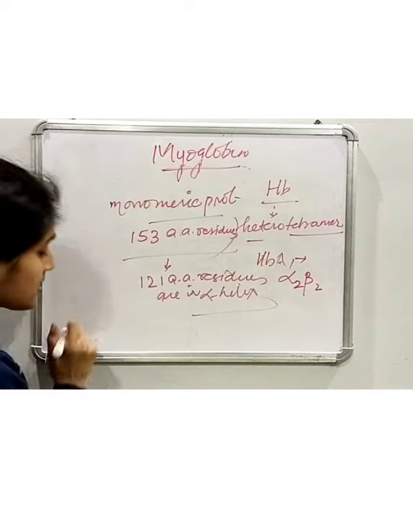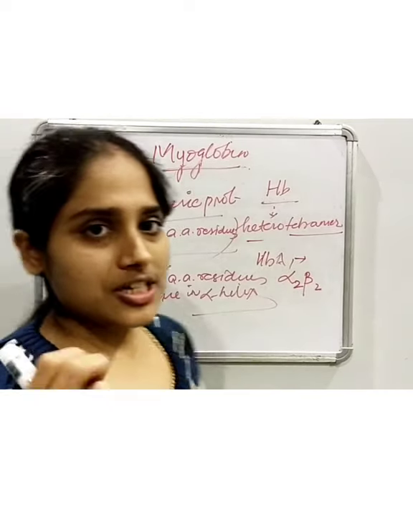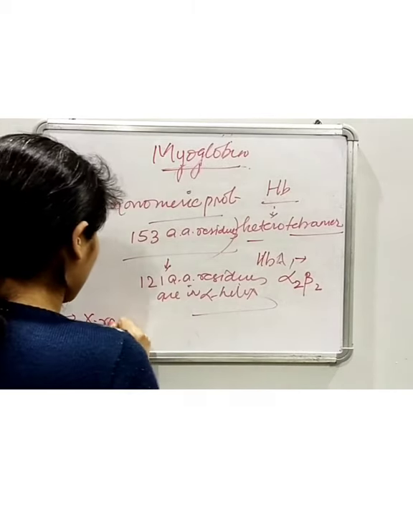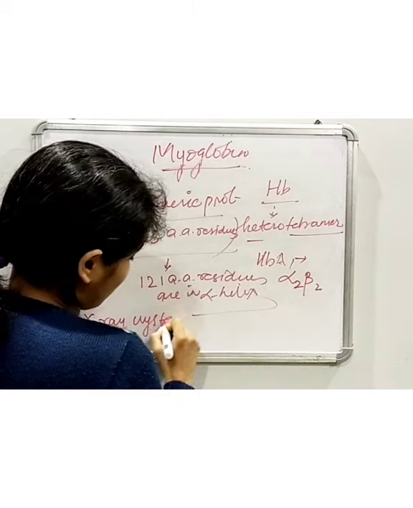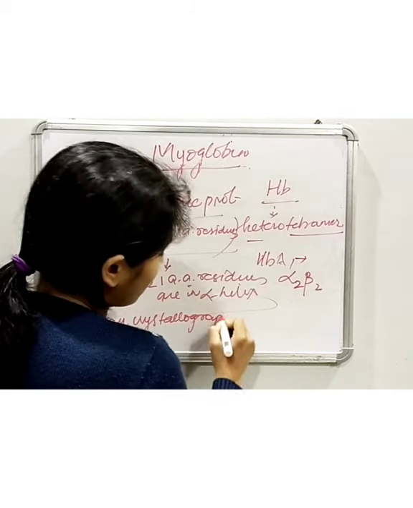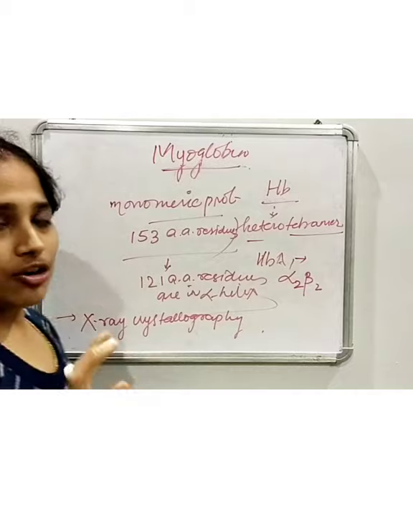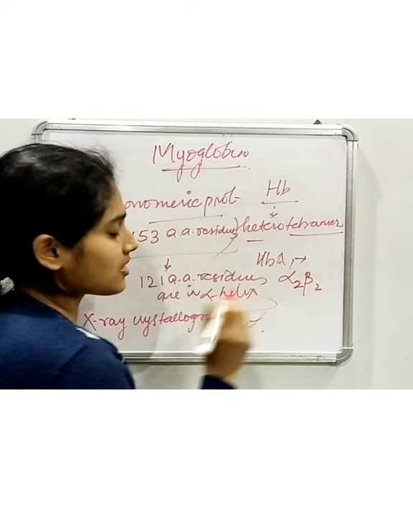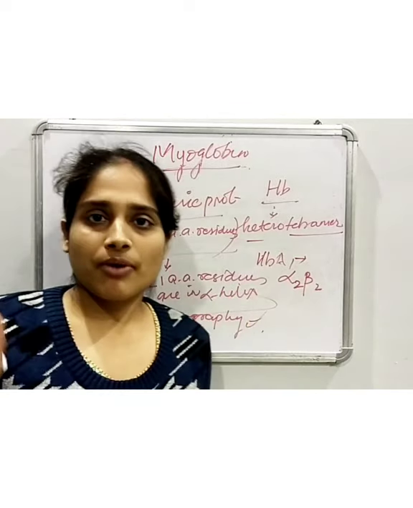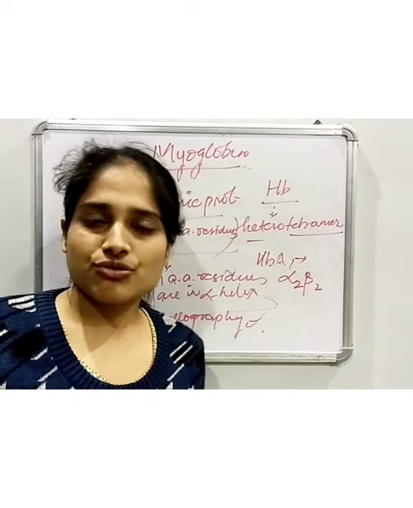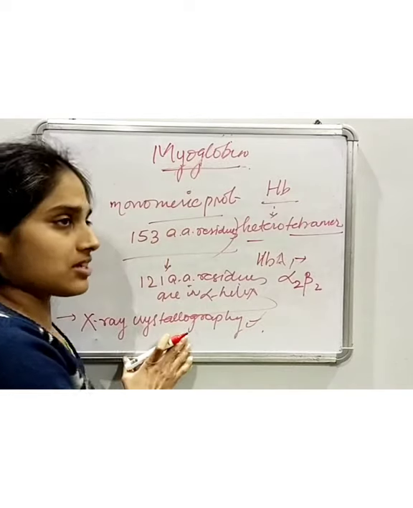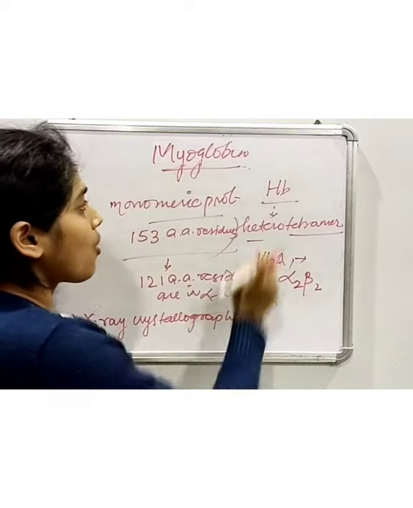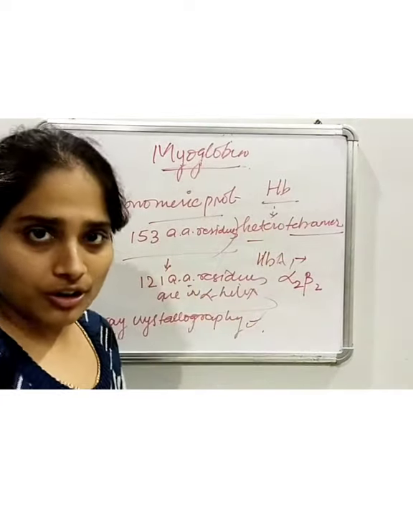And the 3-dimensional structure of this myoglobin protein was determined by X-ray crystallography. And myoglobin is the first protein whose structure was determined using this technique. So this is another important point which you need to know, that by using X-ray crystallography, the first three-dimensional structure determined was that of protein myoglobin.